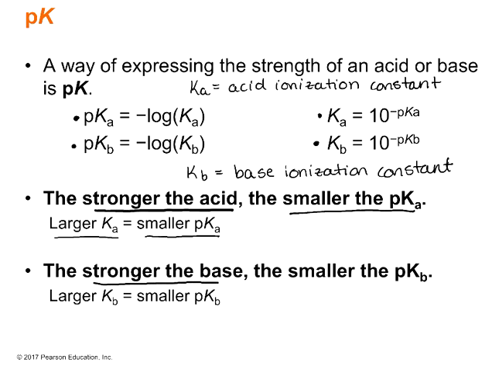If you have a really strong base, then that means you're going to have a small pKb value. And the same thing applies here as well, where if you have a larger Kb value, which means you have a strong base, then you're going to have a small pKb value because you're taking the negative log of the Kb value. Now, most often we're going to be dealing with Ka values, but it is good to be aware of these Kb values. They do come up occasionally.